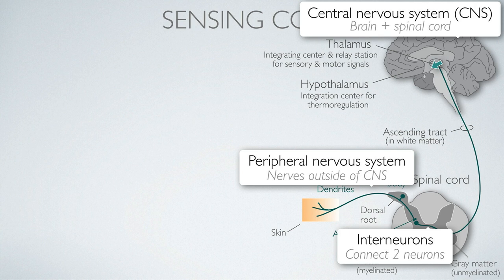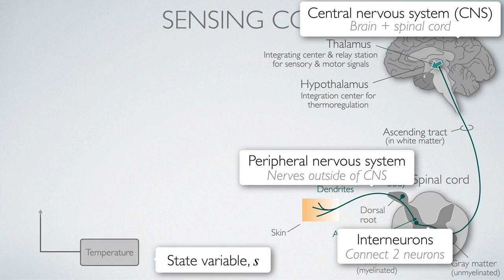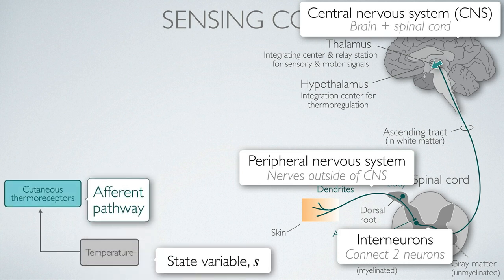Okay, so what I've mapped out here is the afferent pathway for a control system, and we've highlighted the integration center. So let's map that on a flow chart. On the left, we have our state variable, temperature, just like the thermostat example. That's detected by the cutaneous thermoreceptors. That's analogous to the temperature sensor within a thermostat.